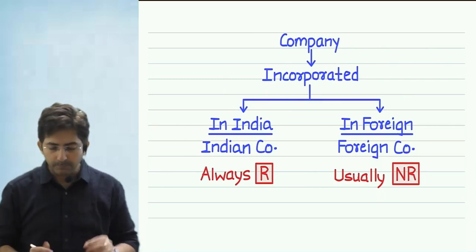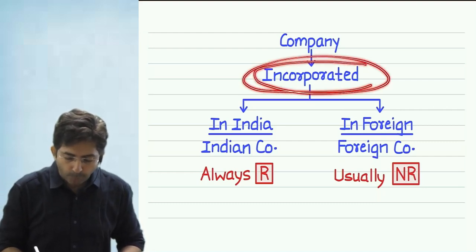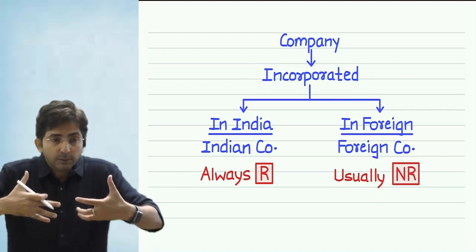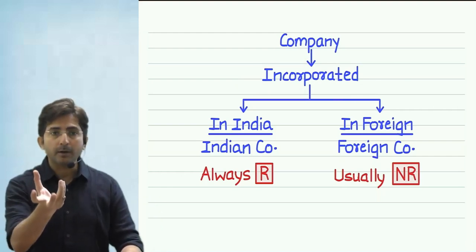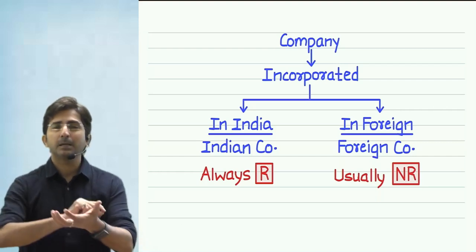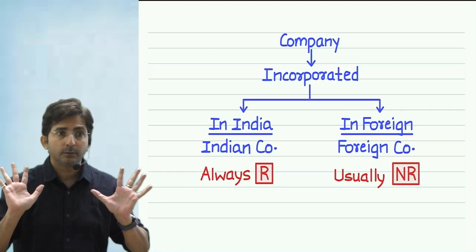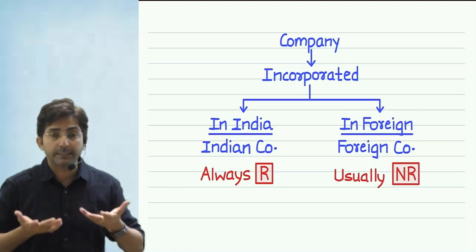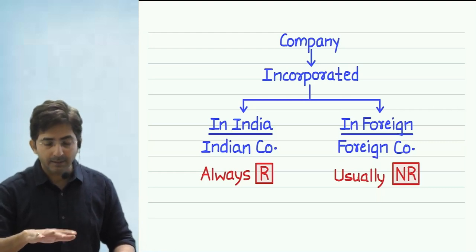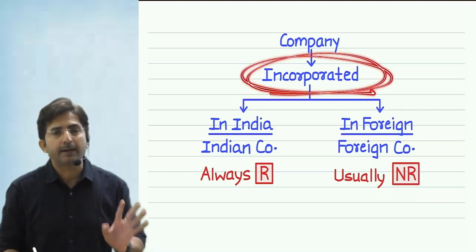So see, it's very simple. For a company, the most important thing is incorporation. Means where the company is incorporated. You know, to form a company, you have to get it incorporated by making a memorandum and articles of association. There is a certificate of incorporation. You have to approach the ROC, registrar of companies, etc. So see, incorporation is the deciding factor.